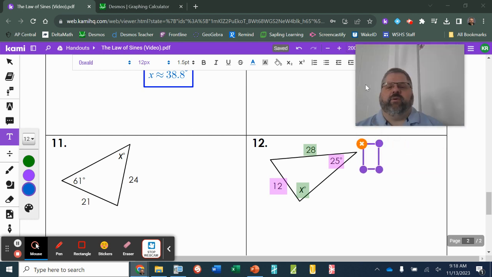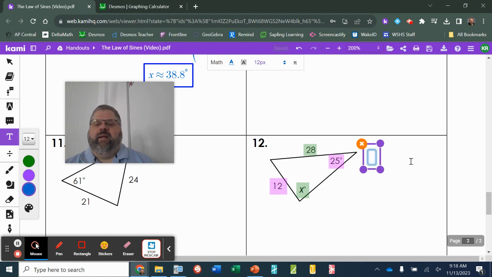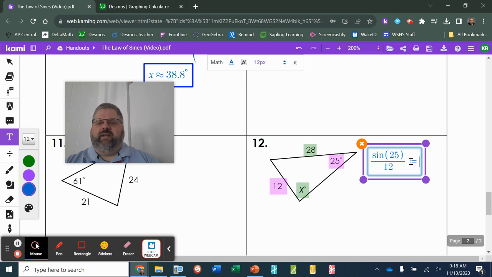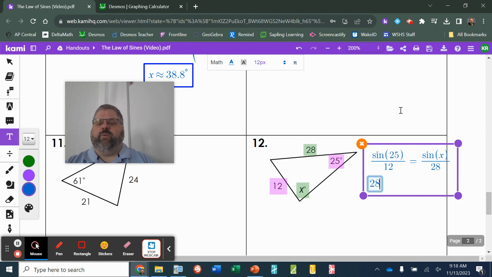So I'm going to move my picture over here, maybe. There we go. Maybe it'll be out of the way over there. And so we're going to start. We're going to say the sine of 25 degrees divided by 12 is equal to the sine of x divided by 28. I've got a proportion, so that means I'm going to cross multiply first. That's going to be my first step. So I'll have 28 times the sine of 25 degrees is equal to 12 times the sine of x.